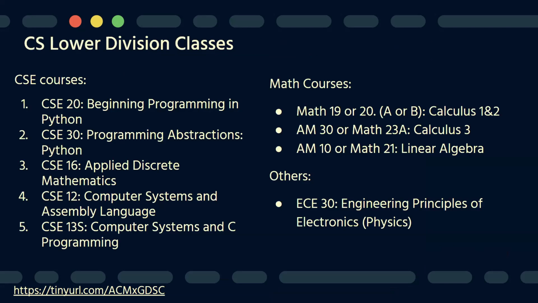And here are the required lower div classes for CS people. In general, there are 2 required Python classes, and 1 is where you're messing with map notations. For CSE 12 and 13S, you're learning how to program with computer systems. For math courses, there's calculus and linear algebra. And EC 30 is physics heavy.